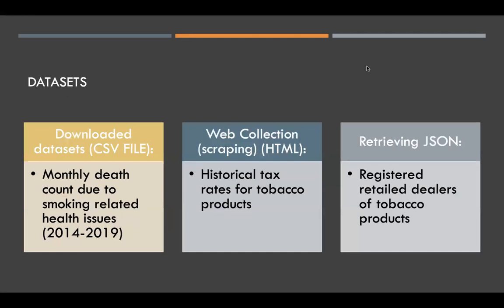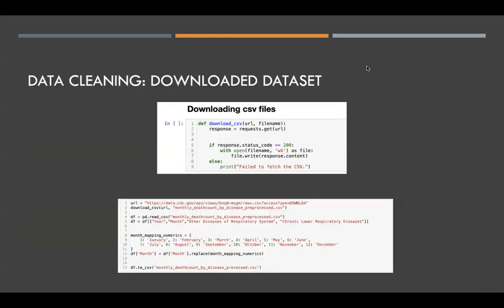After delving into immense research on the topic, it was very difficult to find data sets that matched my analysis and hypothesis, but I ended up finding 3 data sets after digging deep, which revolved around the monthly death count due to smoking-related health issues, historical tax rates for tobacco products, and registered retail dealers of tobacco products. I downloaded, web scraped, and retrieved all these data sets, which I will delve deeper into in the upcoming slides.